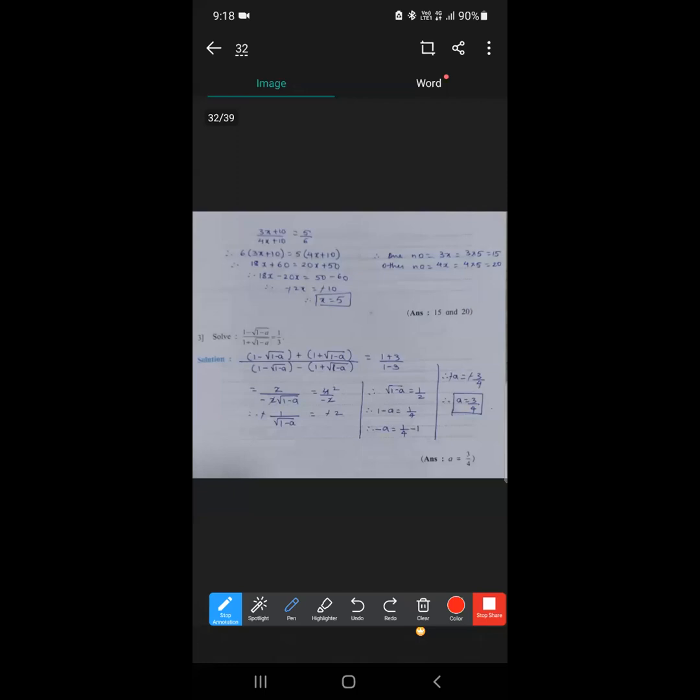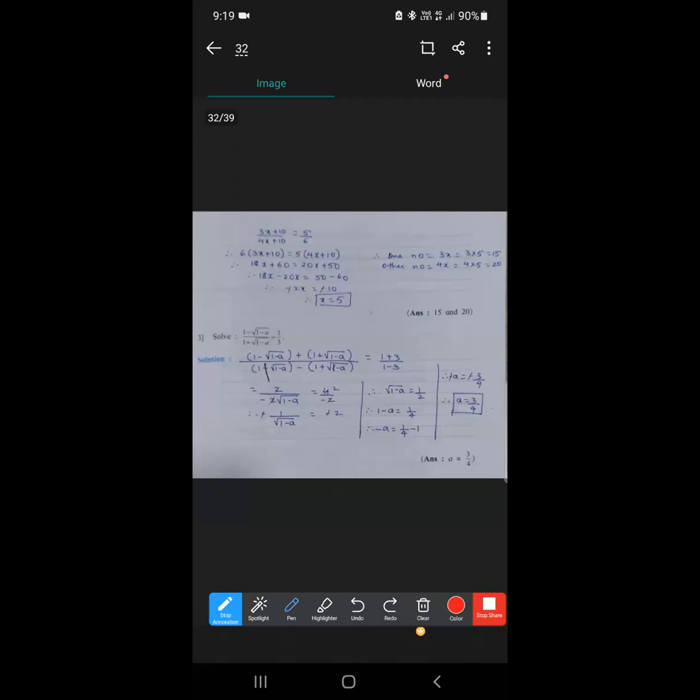Next question: solve (1 minus under root 1 minus a) upon (1 plus under root 1 minus a) is equal to 1 upon 3. Okay, so here I'll just make a correction. Here you need to solve this. You have to solve this.